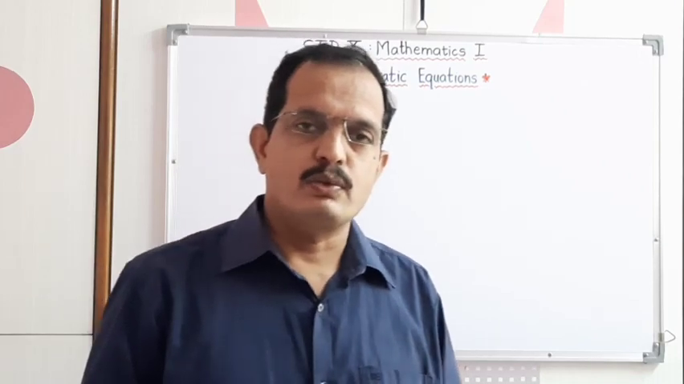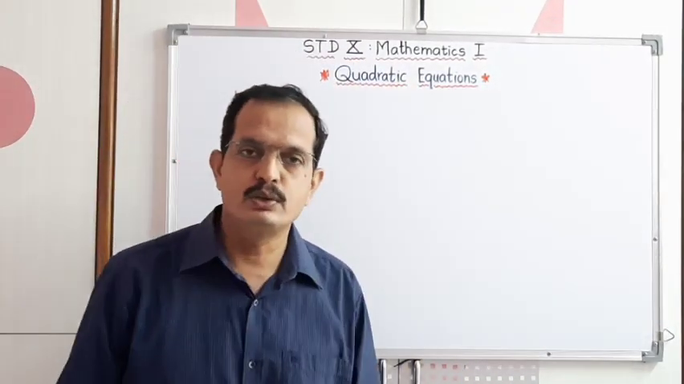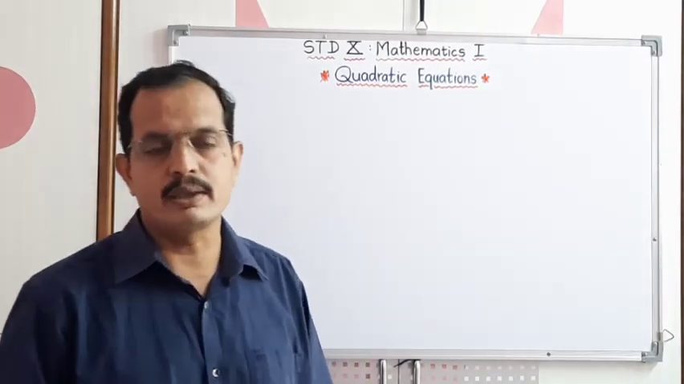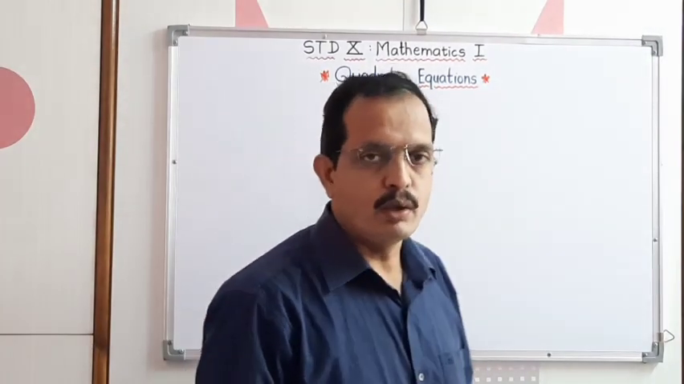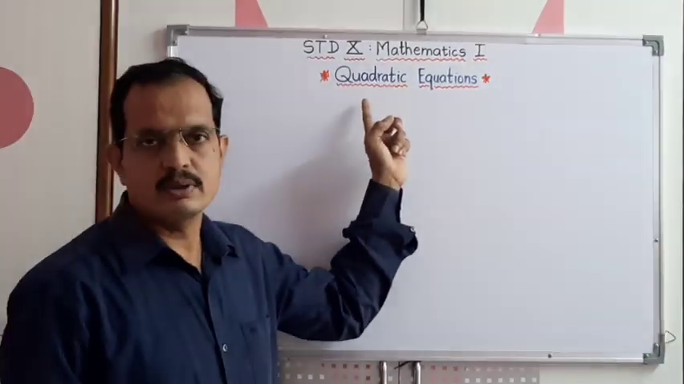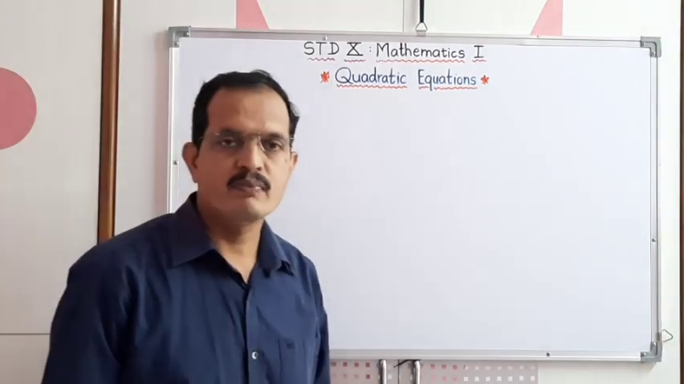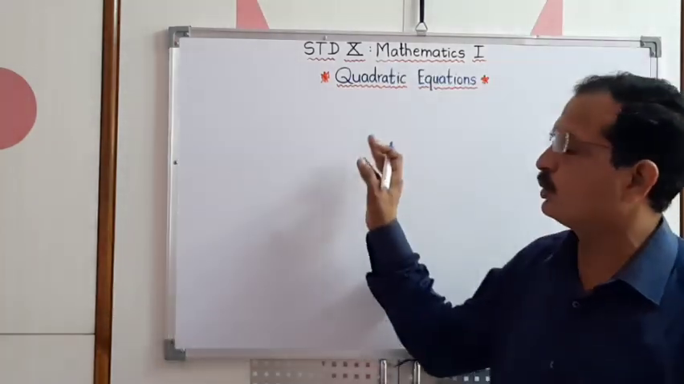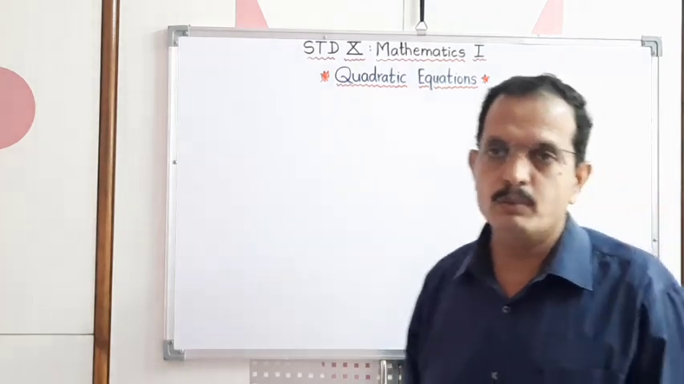In the last lecture we completed chapter number one, that is, linear equations in two variables. I think everyone understood that part and completed the problem set. Now we have to start a new chapter, the second chapter from Maths 1. It is quadratic equations. Dear students, this is not new for you. In the previous standard you learned about polynomials.